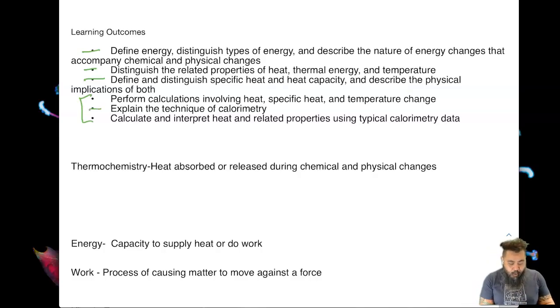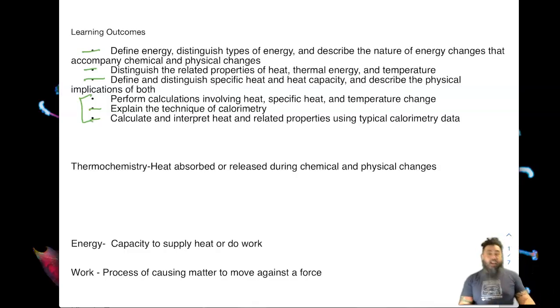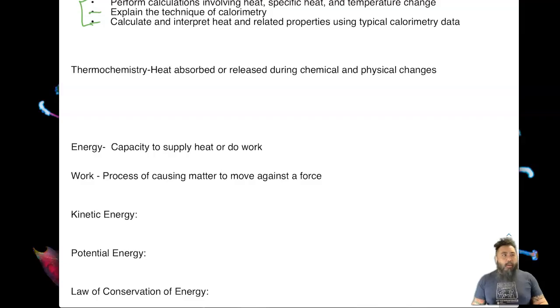And we also are going to work towards looking at calorimetry and how we can do the calculations to understand how our reactions work. So thermochemistry is all about how heat is absorbed or released during chemical and physical changes.